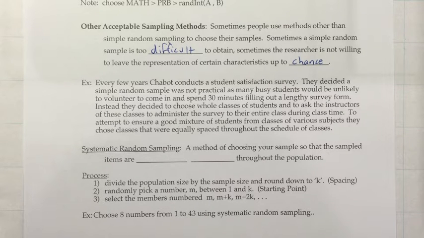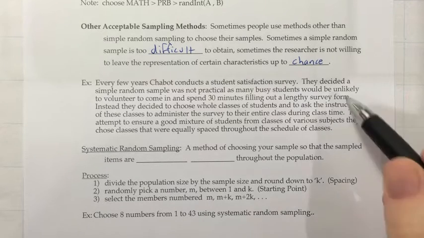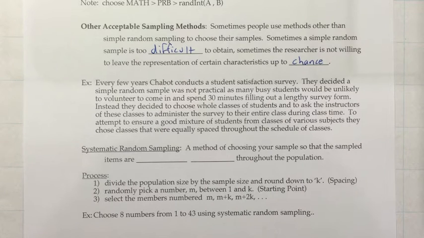All right, so let's look at some of the alternative methods now, and we will refer back to this as we go through some of these discussions. So one alternative method is called systematic random sampling, and that's a method of choosing your sample so that the sampled items are equally spaced throughout the population.